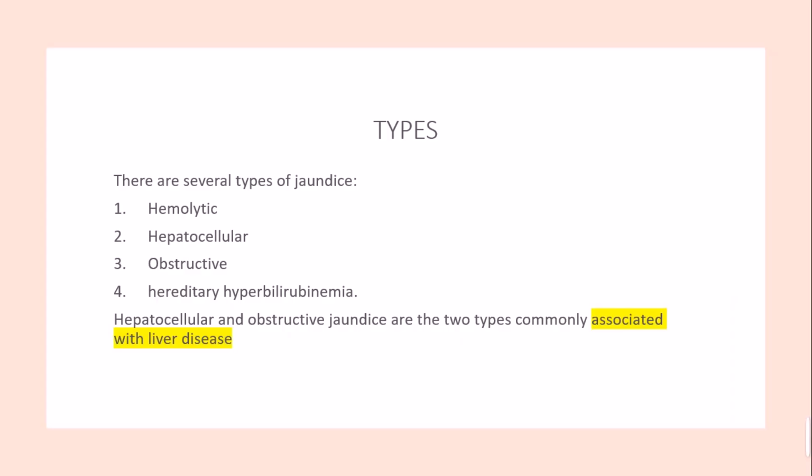Okay, moving on to the types. There are several types of jaundice, like hemolytic jaundice, which we heard about with hemolytic anemia. When your hemoglobin is broken down, this will cause jaundice to happen. Then hepatocellular jaundice, obstructive jaundice, or hereditary hyperbilirubinemia. Hepatocellular and obstructive jaundice are the two commonest types, which are associated with liver disease. The other two types are associated with problems outside the liver, but hepatocellular and obstructive are directly associated with your liver.